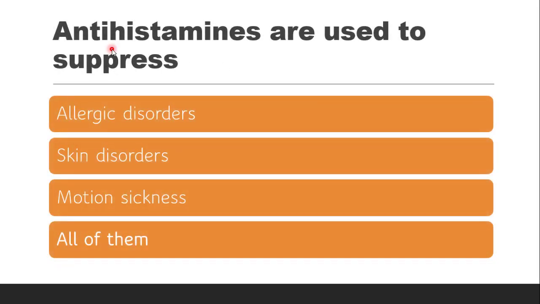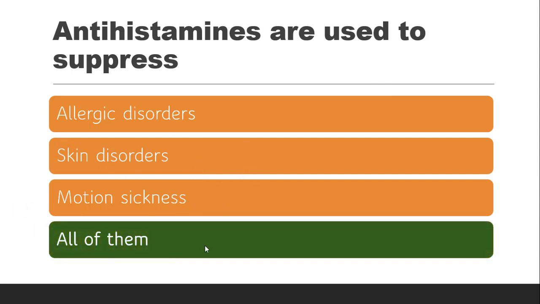Next question is, antihistamines are used to suppress which of these? Allergic disorder? Yes, they can suppress. They are used in treatment of allergic disorders. Skin disorders? Yes. Motion sickness? Yes, it is possible. The correct answer is all of them. Antihistamines can be used in all the three conditions.